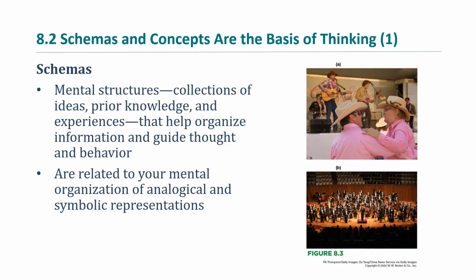Schemas are related to your mental organization of both analogical and symbolic representations. An analogical representation represents the object with its features or characteristics. What I mean by that is that when you look at the representation, you can see what it represents. Like, for instance, an image. Both of these images on the screen here are analogical representations of country music and orchestra playing. You don't have to use any special techniques to figure out what they're showing. It's just in the image.